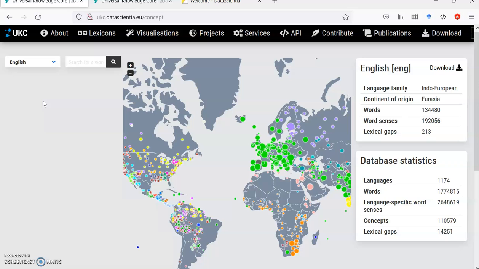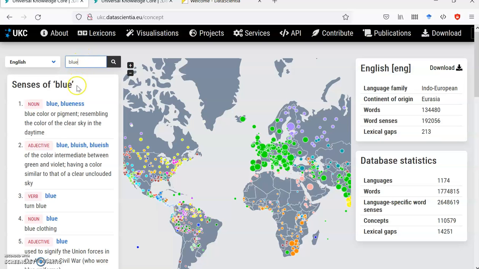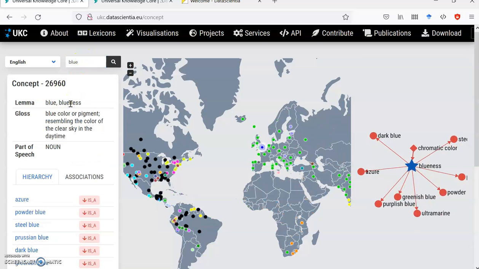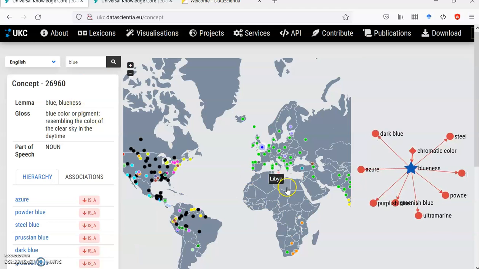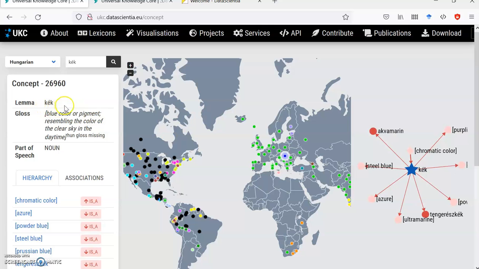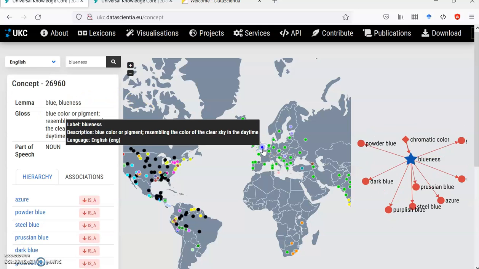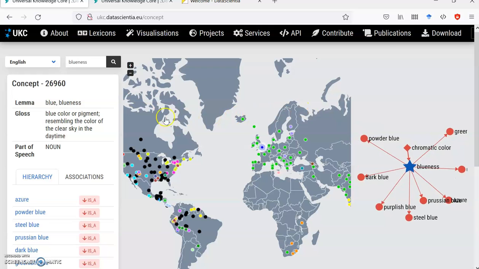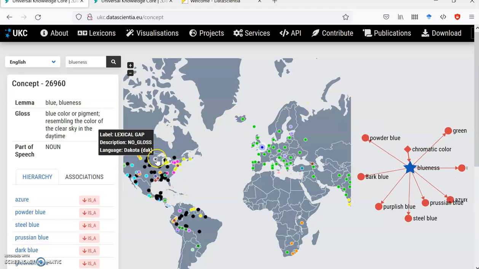The map is showing the lexicons contained in the database and their sizes. You can look for a word in any language, such as blue in English, and see its existing meanings. You can explore a meaning cross-lingually. The map is showing the lexicons that contain a word for blue, and I can click on one to switch the current language, such as Hungarian, where the equivalent word is kék, and back to English. The black dots on the map show the languages where blue is a lexical gap. There is no separate word for it because, for example, a common word is used for green and blue.